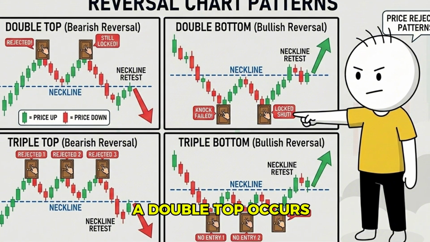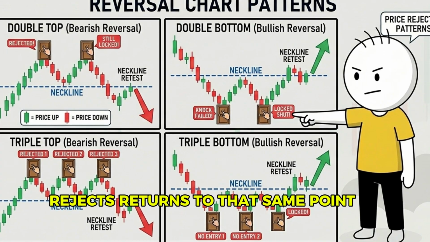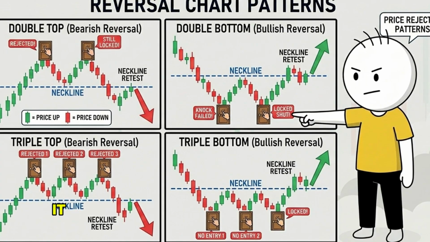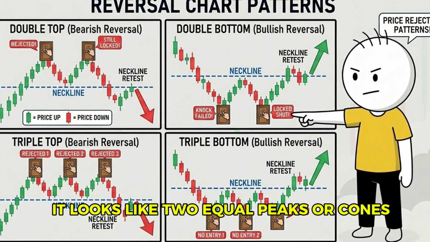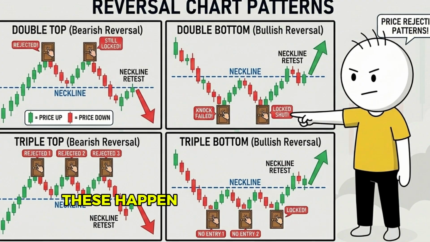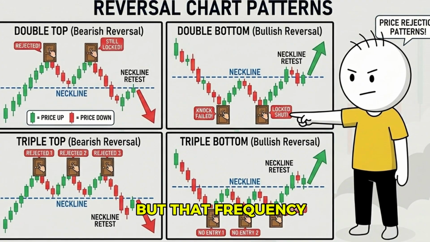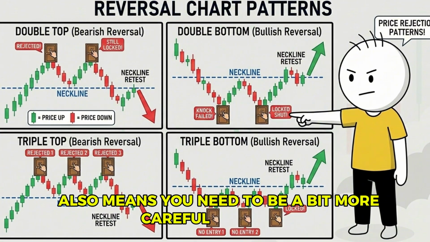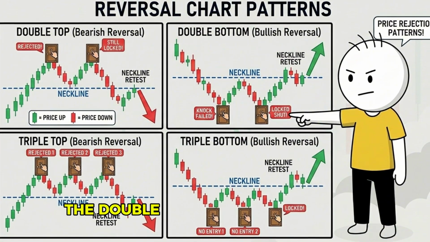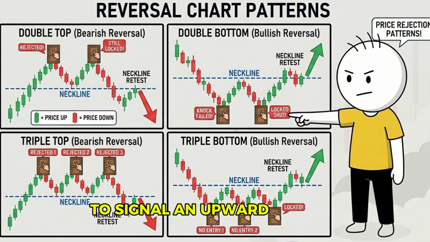A double top occurs when the market hits a resistance point, rejects, returns to that same point, and rejects again. It looks like two equal peaks or cones. The ideal entry is the retest of the neckline. These happen more frequently than Head & Shoulders because they are less complex, but that frequency also means you need to be a bit more careful with them. The double bottom is the same thing, just reversed at the bottom of a trend to signal an upward reversal.